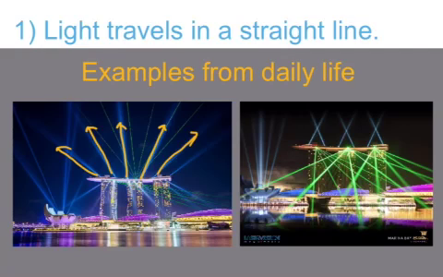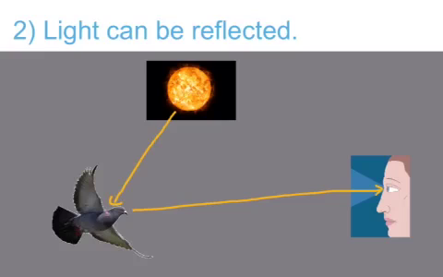Next, let's talk a bit about the reflection of light. From our previous lesson, we know that light can be reflected, and this picture should be quite easy to understand by now. We have light rays coming from a light source that travels to the bird, and then the light ray is reflected from the bird and it travels to the eye. And basically, different objects that we can see with our eye are reflecting light rays into our eyes.